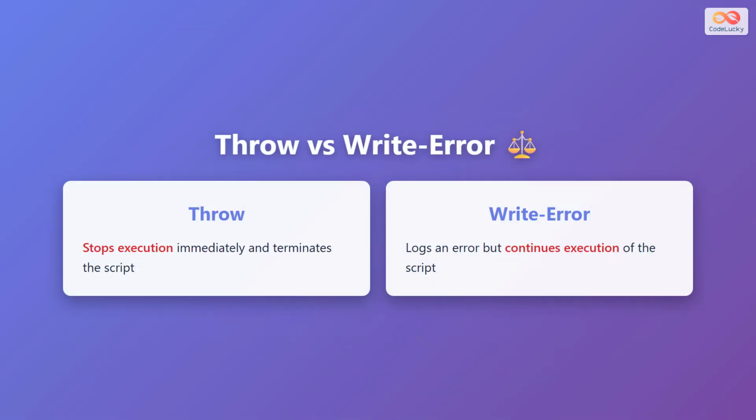It's important to understand the difference between throw and Write-Error. Throw stops execution immediately and terminates the script. Once a throw statement is encountered, no code after it will run. On the other hand, Write-Error logs an error message but continues executing the rest of your script. Use throw when you need to halt execution due to a critical problem, and use Write-Error when you want to log issues but keep the script running.